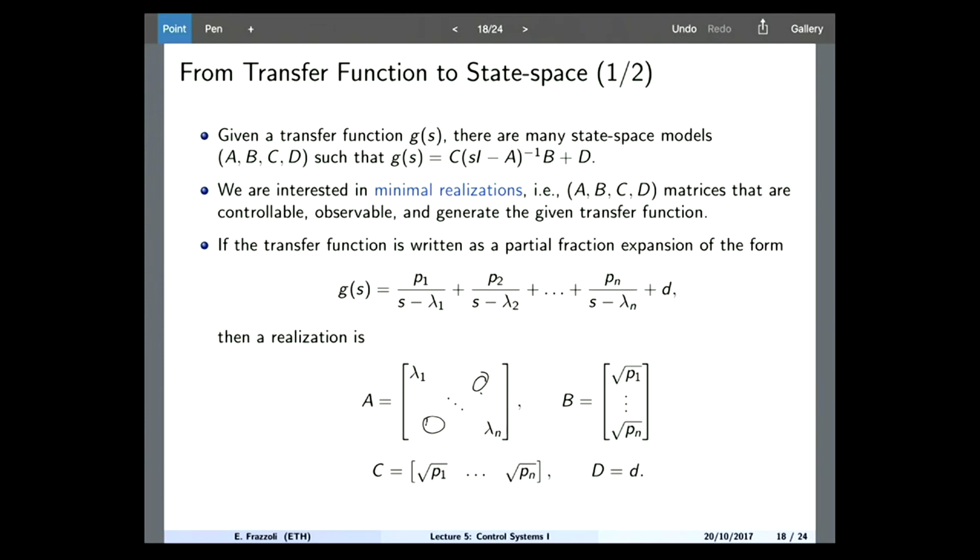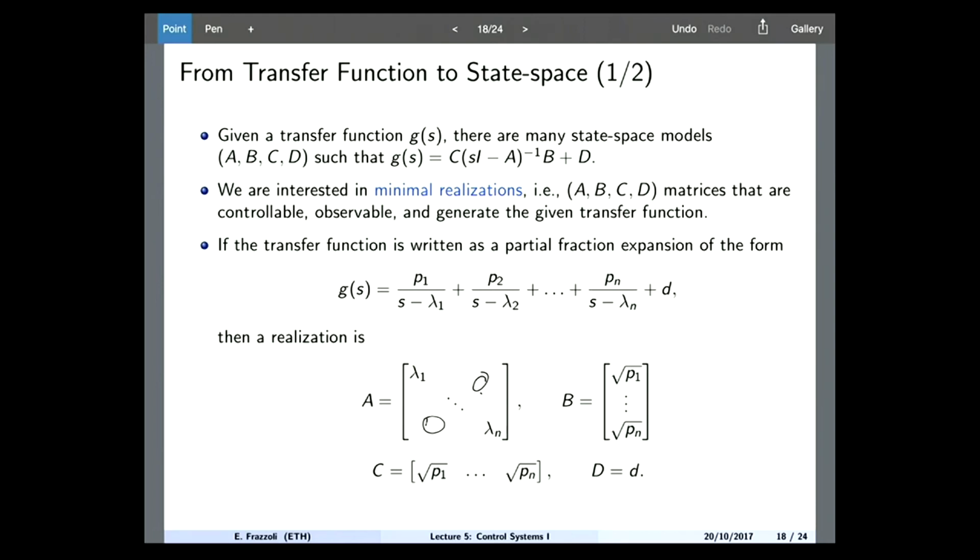I can choose C1 and B1 however I like, as long as they're not zero. In particular, I can choose them to be square root of P1, right? So then, the terms in C and the terms in B will be the same. You can choose all the terms in C to be ones, okay? And that will be fine. But, this is a particular choice, okay?